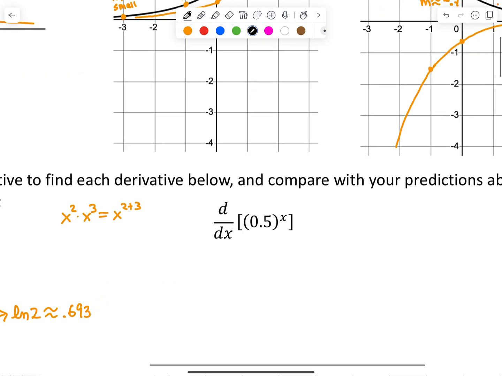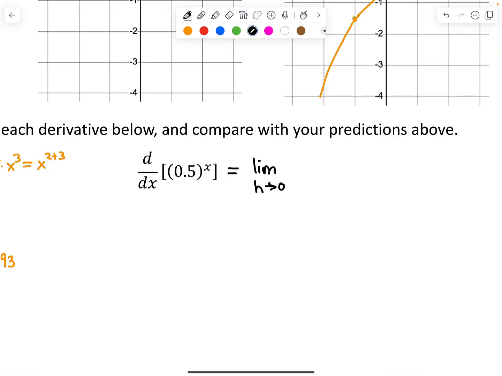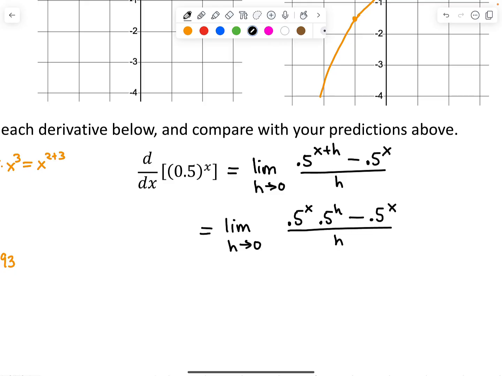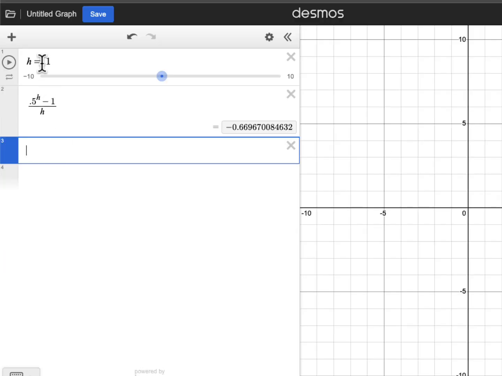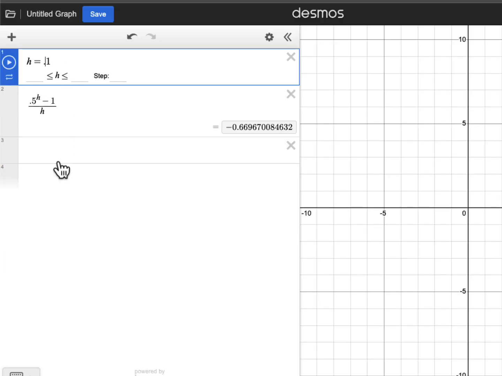Now this second case, we have the limit as h goes to 0 of 0.5 to the x plus h minus 0.5 to the x all over h. Similarly, I can break up this first exponential into 0.5 to the x times 0.5 to the h, and then minus 0.5 to the x all over h. I can then factor out the exponential 0.5 to the x, leaving 0.5 to the h minus 1 all over h. Exploring this one with technology, we have 0.5 to the h minus 1 over h. We will let h get closer to 0, and notice this time our limit appears to be about negative 0.693.